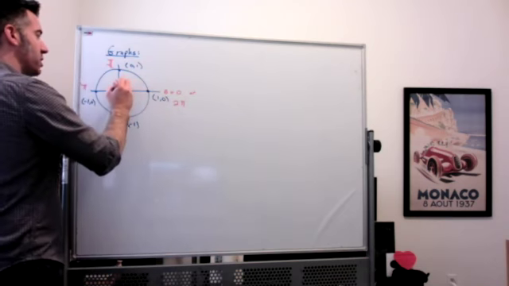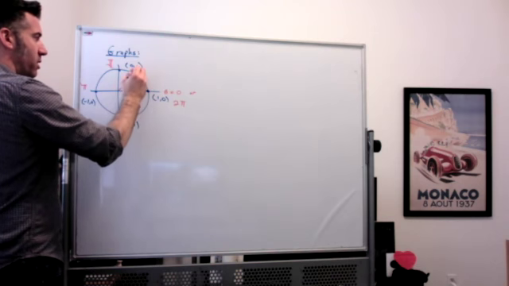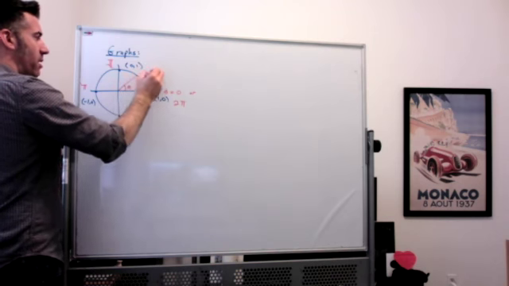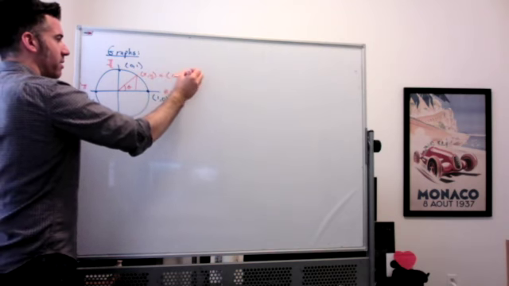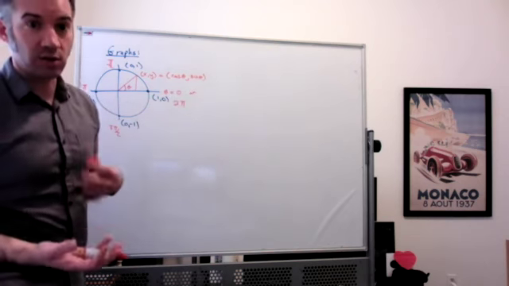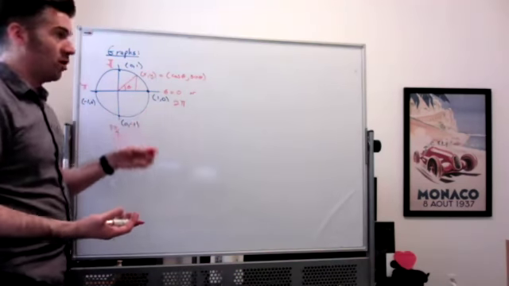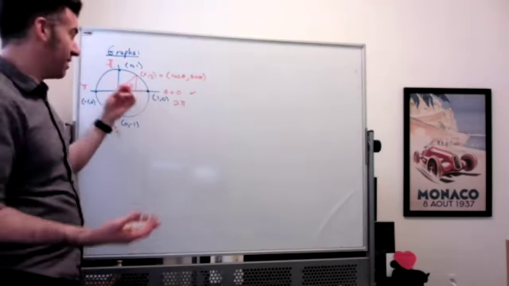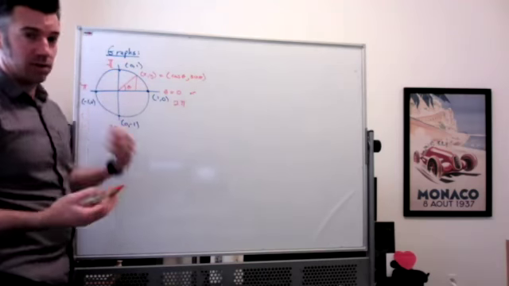But if your angle is just some theta, this point here is (x, y). That point is equal to (cosine of theta, sine of theta). Meaning that on the unit circle, the x coordinate is always the cosine value of the angle of the point you're at, and the y coordinate is always the sine value.